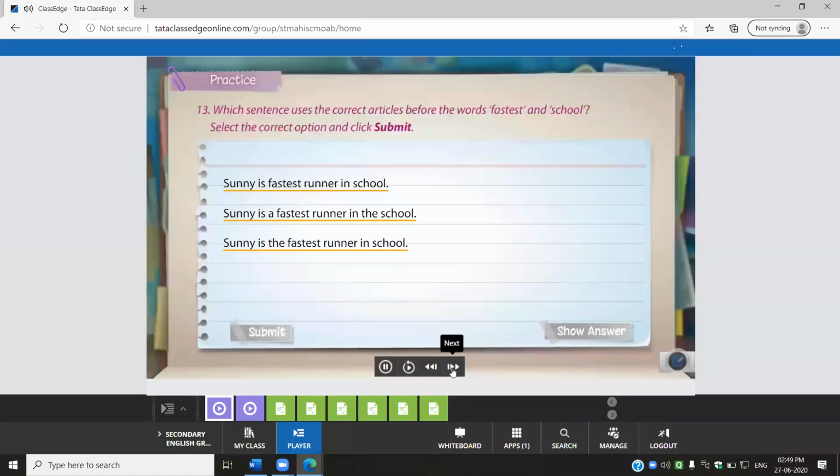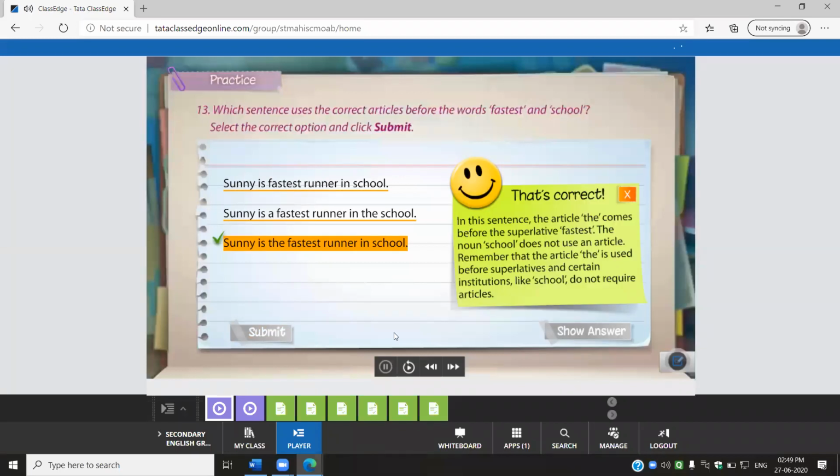Which sentence uses the correct articles before the words fastest and school? Select the correct option and click Submit. That's correct. In this sentence, the article the comes before the superlative fastest. The noun school does not use an article. Remember that the article the is used before superlatives and certain institutions, like school, do not require articles.